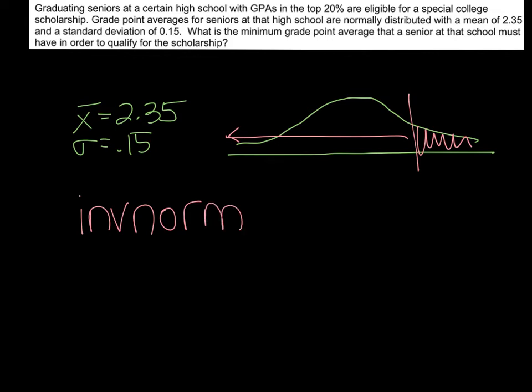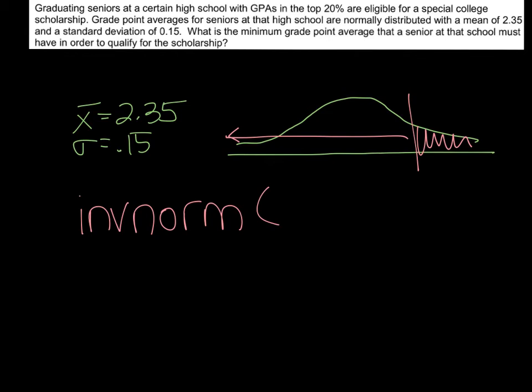So when you have your calculator out, you're going to press the second button, and then you're going to press the VARS button. It's right next to the clear button, and you can see it says DISTR at the top of it. It's for distribution. You're going to go down to number 3, which is inverse norm.